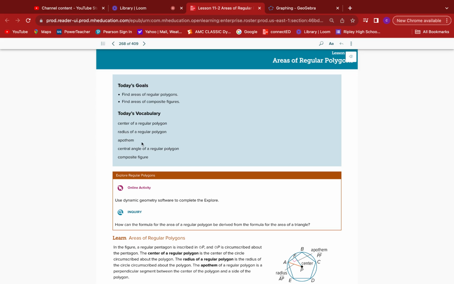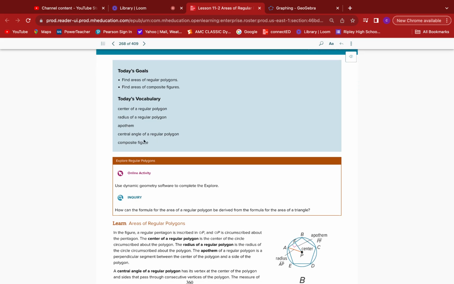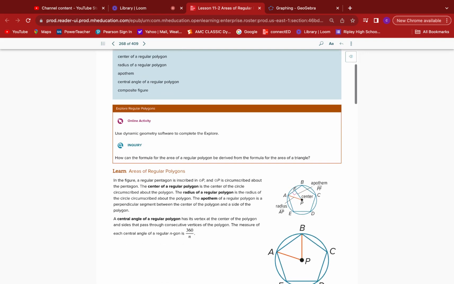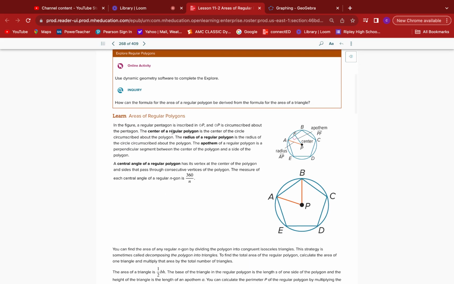All right. So let's see. And composite figures, I actually like composite figures. It's like a big gigantic puzzle to me, so I like things like that. All right, let's get into it.